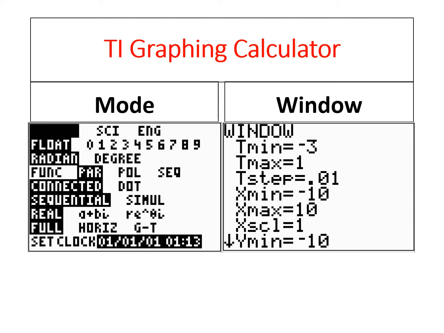Then under Window, notice it looks a little different. We now have this Tmin, Tmax, and Tstep. So what I've done here is I've gone ahead and set the window up for the first example we're going to look at. So my Tmin is -3, my Tmax is 1, and for the Tstep I put 0.01. When we get to Desmos, I did not find a place where you could change the Tstep, but we will be able to type in the Tmin and Tmax. So that is your mode and your window.